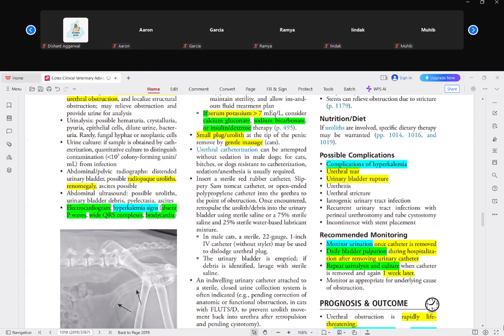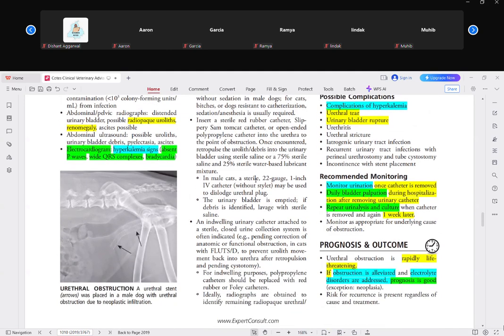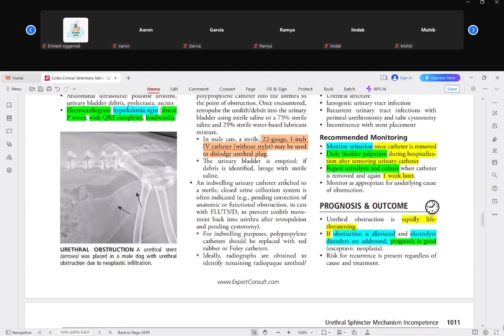First lubricate the catheter and then pass it. In male cats, you need to use a 22 gauge, 1 inch IV catheter. You can use this for dislodgement of the urethral plug. Then you can easily use the Tom Cat catheter. Once you have passed this, first flush the bladder, then put it as an indwelling urinary catheter. Just remember that.